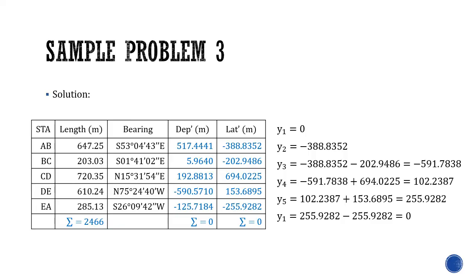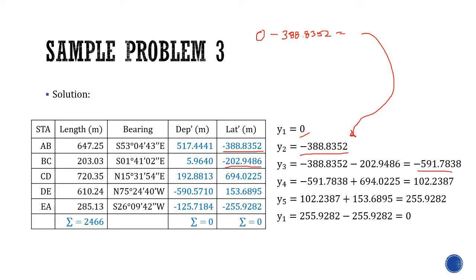Okay, pero sa Y, ang gagamitin mo naman is latitude. Okay, so the latitude of A is 0. The Y coordinate of A ay 0. So, to get to B, i-add mo lang yung latitude ng AB. Plus negative 388. Okay, so, mo minus 0.8352. Okay, so, this is the Y coordinate of B. Okay, tapos from B, idagdag mo yung latitude ng BC para makarating ka sa C.